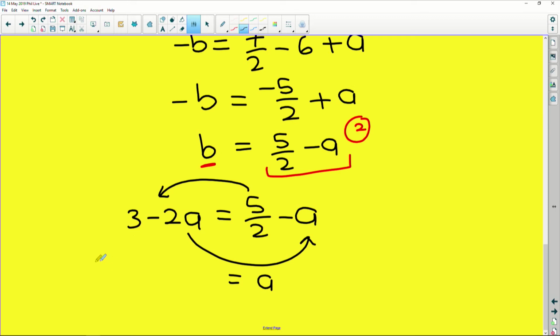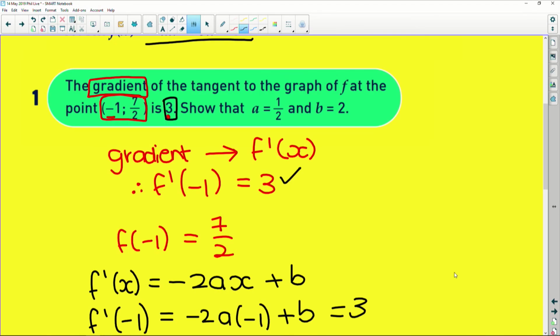3 with a denominator of 2 is 6/2, minus that 5/2 is equal to a, which means that a is equal to 1/2, which is what we're required to prove in the first place. It shows that a is equal to a half.